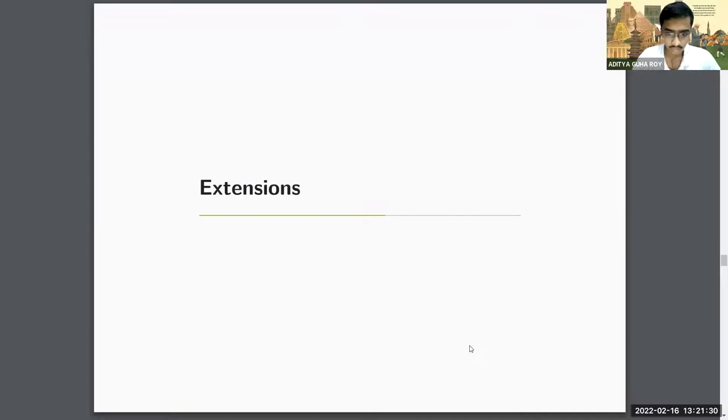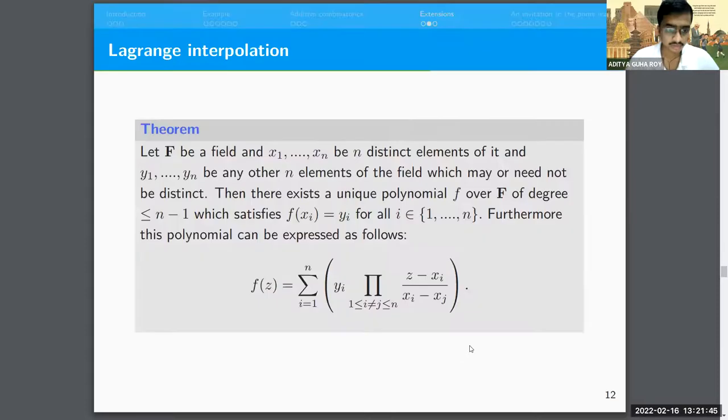All right, so now I'll move on to present a few extensions of this result of Nullstellensatz. This will be presented in the rest of the talk. We begin with Lagrange interpolation, which is a fairly well-known result, but I've written it for completeness. Suppose F is a field, and we have x_1 to x_n be n distinct elements in this field, and suppose y_1 to y_n be further n other elements in this field, which may not be distinct among themselves.